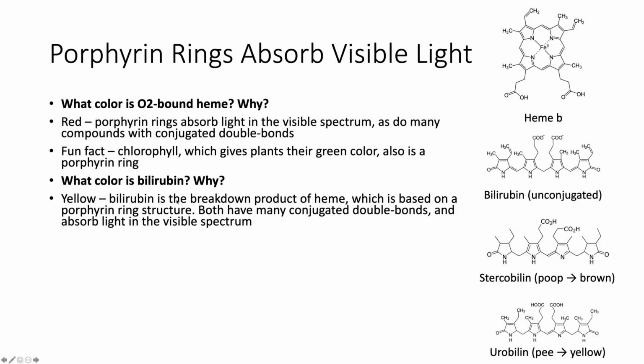Again, same thing. Sorry, I think I should rephrase these questions. Really, it's not why is it red or why is it yellow? It's why does it have color in the first place? It has color in the first place because bilirubin is the breakdown product of heme, right? Heme is colored, so it would make sense that if you break it down a little bit, it would also still have color in it, right? Because both have many conjugated double bonds, and so they absorb light in the visible spectrum.